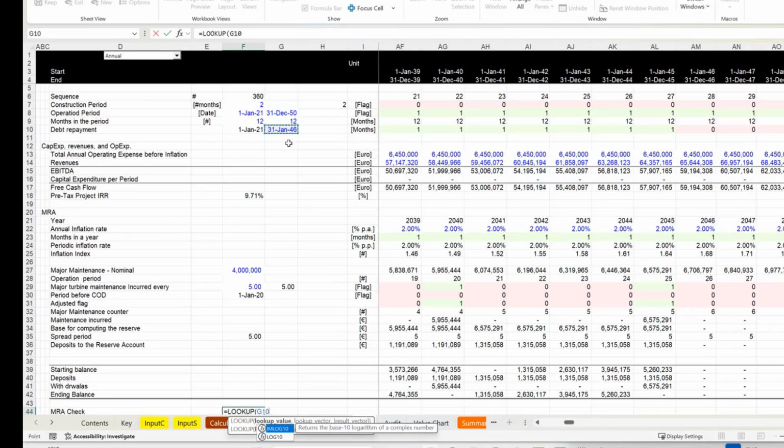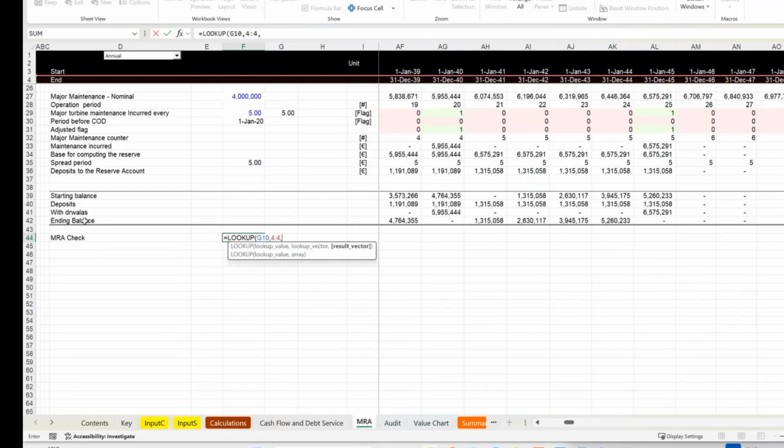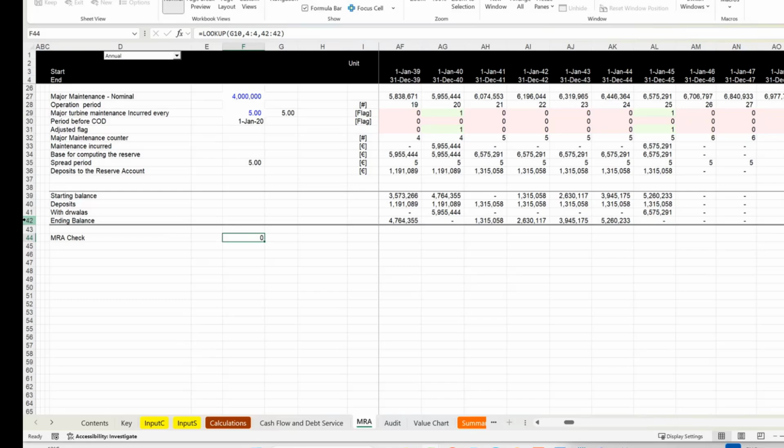Where's it? Okay, right. And then put a comma. Click on the whole line 4, and then the whole line 42. And I know that's, you're not allowed to do that, but whatever.